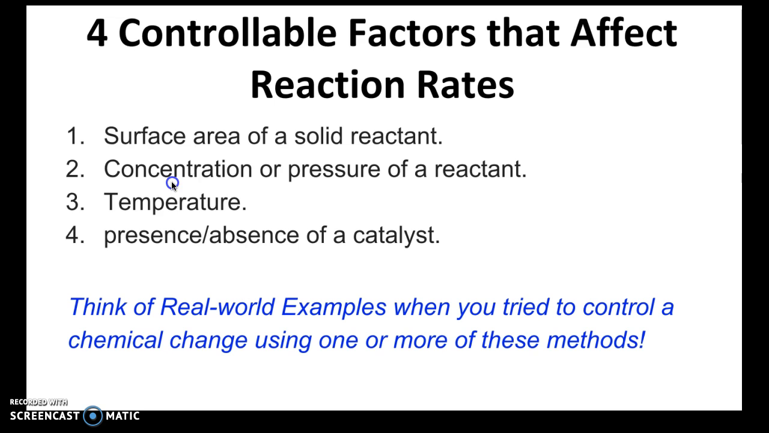All right, what I want you to do is take a moment to think of real world examples when you tried to control a chemical change using one or more of these methods. Have you ever tried to increase or decrease the surface area to control the rate? Have you ever tried to increase or decrease the concentration or amount of the reactant that you use? Did you change the temperature, etc.? So pause the video now and write some real world examples. Think of 2 or 3 to write on the side.